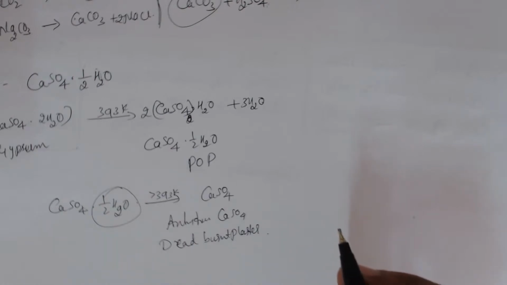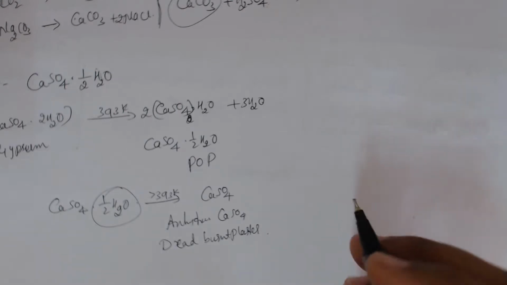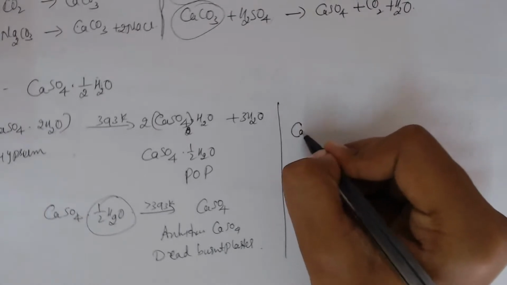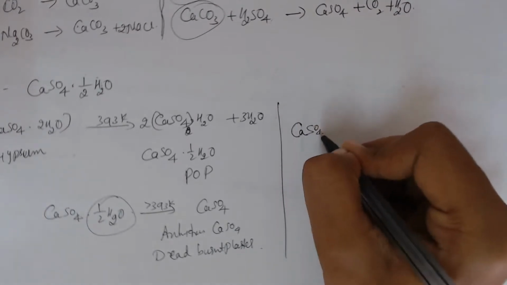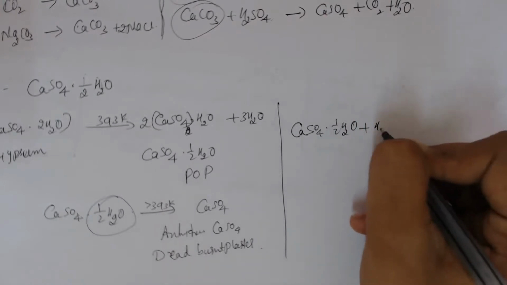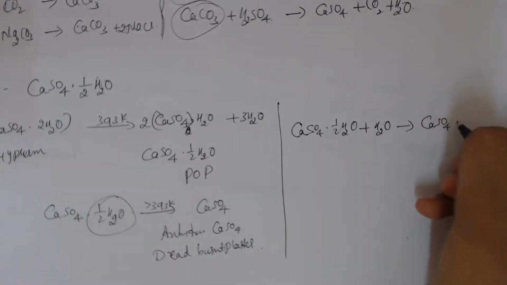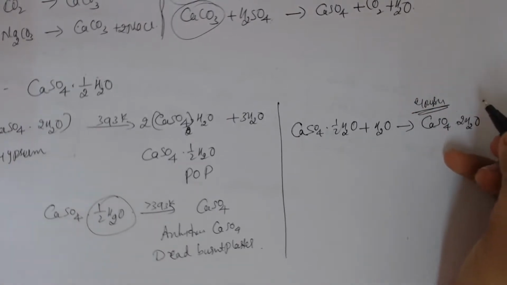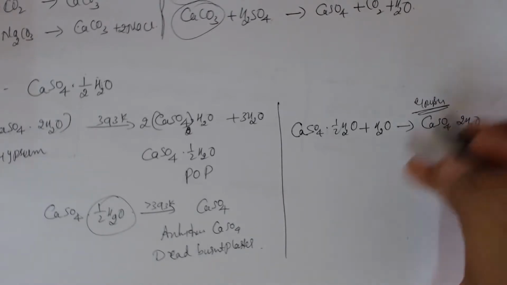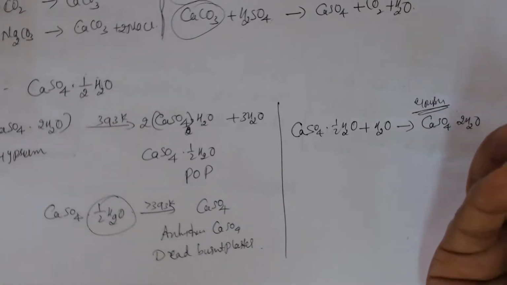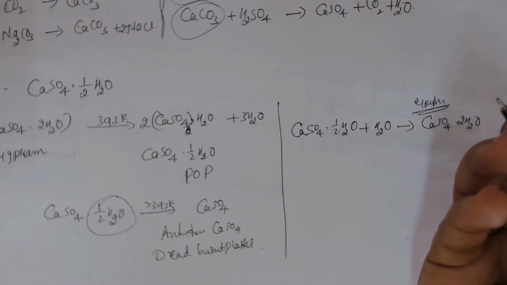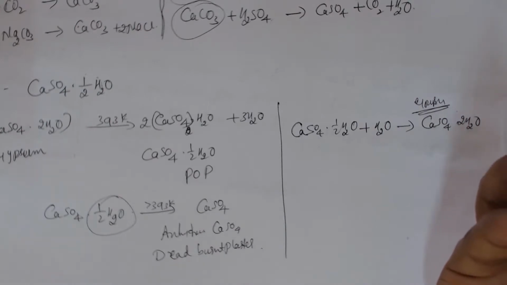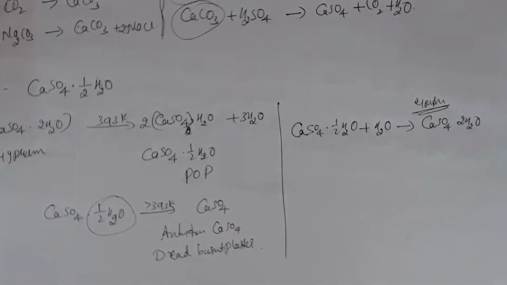It is a white powder with the remarkable property of setting with water. If POP, that is CaSO4·½H2O, is mixed with water, it forms CaSO4·2H2O, that is gypsum. Gypsum is added to cement to increase its setting and curing. So this is all about plaster of Paris and the important compounds of the alkaline earth metals.